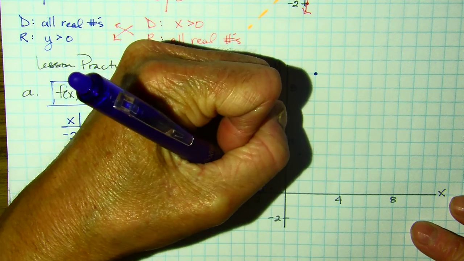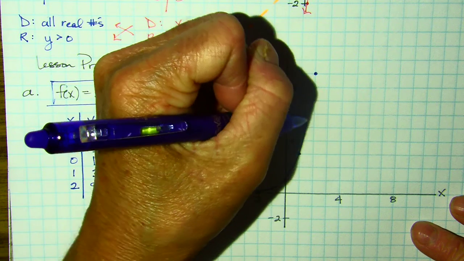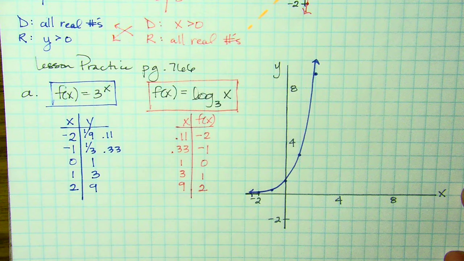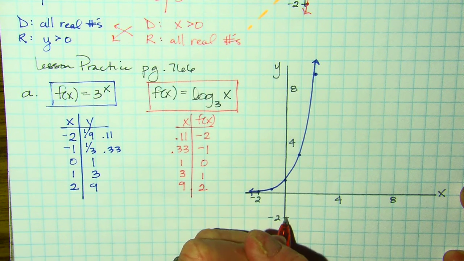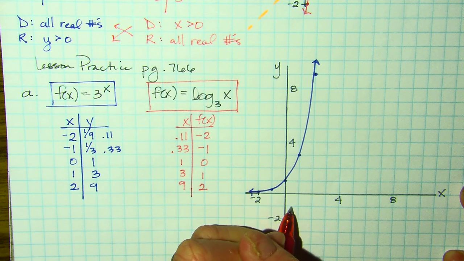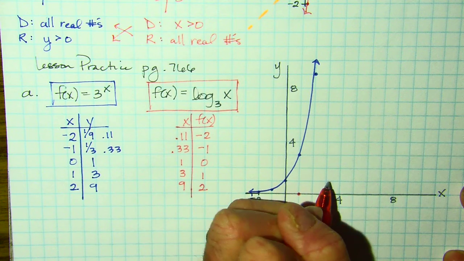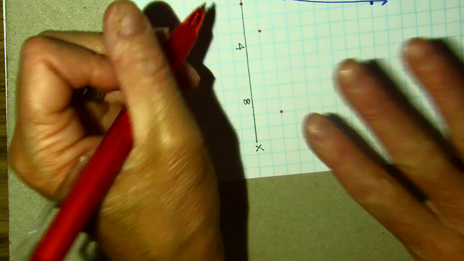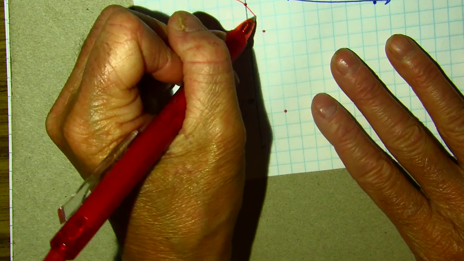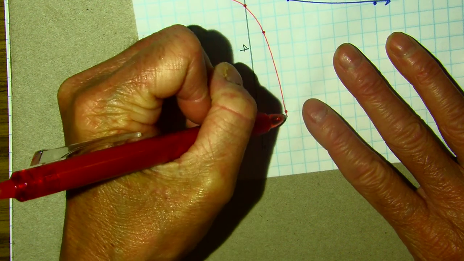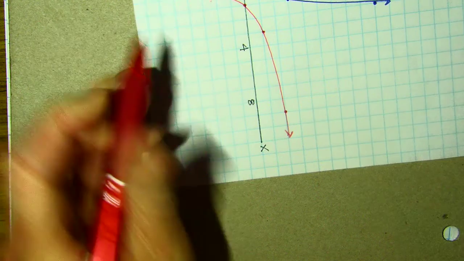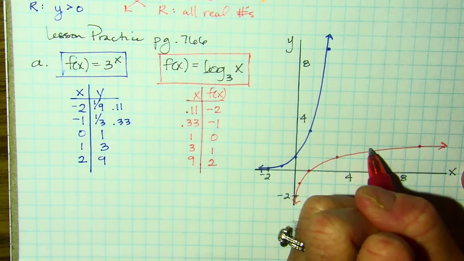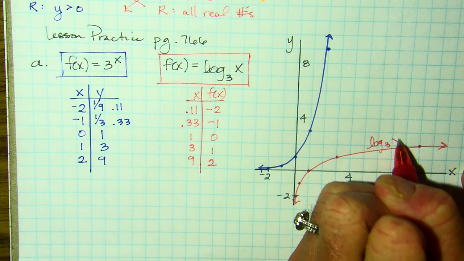So if you'll notice, it looks very similar to the one I did with you. It's just more steep. And then now reverse it. So 0.11 and -2, 1/3 and -1, 1, 3, 1, 9, 2. And I usually have to tilt my paper, and you can do the same. So let's start with, remember the red one, this is log base 3 of x.